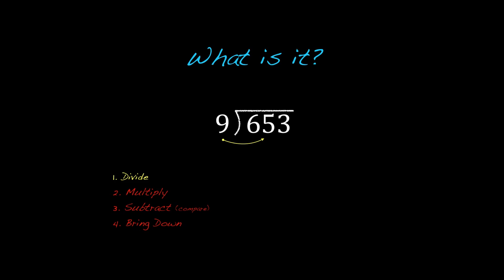So let's go ahead and jump in here. How many times does 9 go into 6? It does not. What about 9 goes into 65? 7 times. I'm going to go ahead and multiply that down. 7 times 9 is going to give us 63. Subtract 63, or rather 65 minus 63 is going to give us 2. We'll compare that quickly. 2 is less than 9, so we can continue.